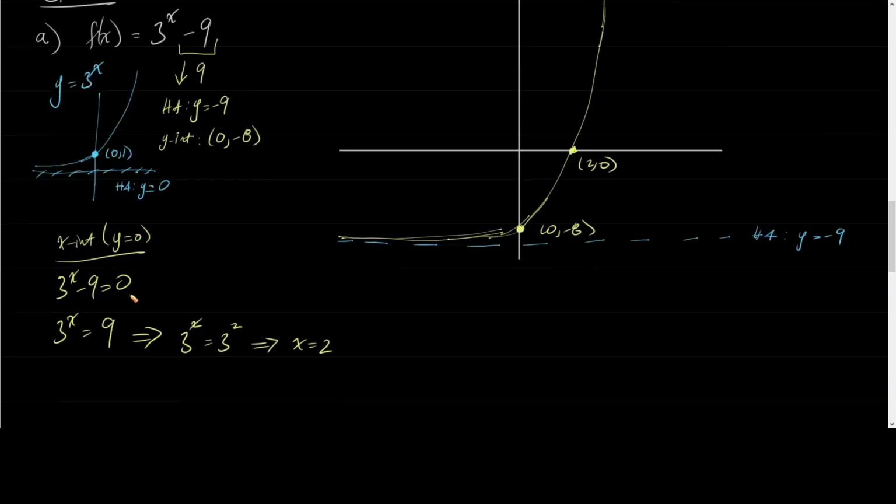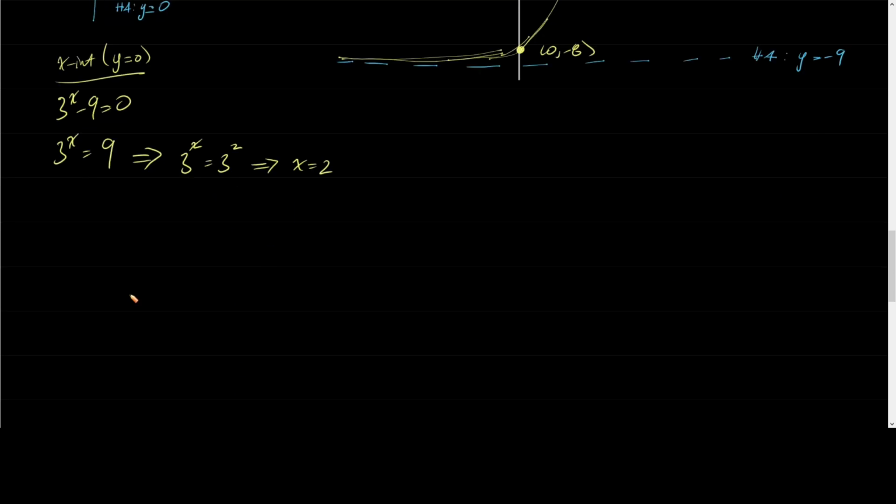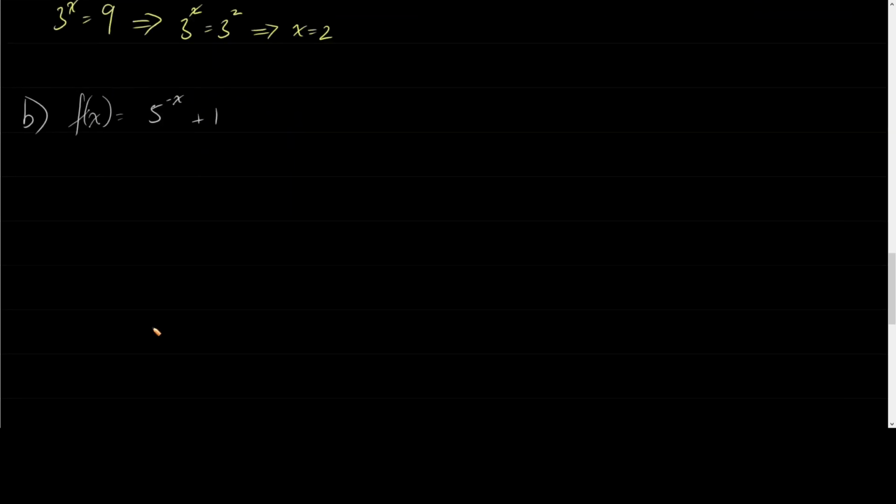Let's do another one. Let's say that I had something like f of x is equal to 5 to the negative x plus 1. All right, so what is that going to look like?